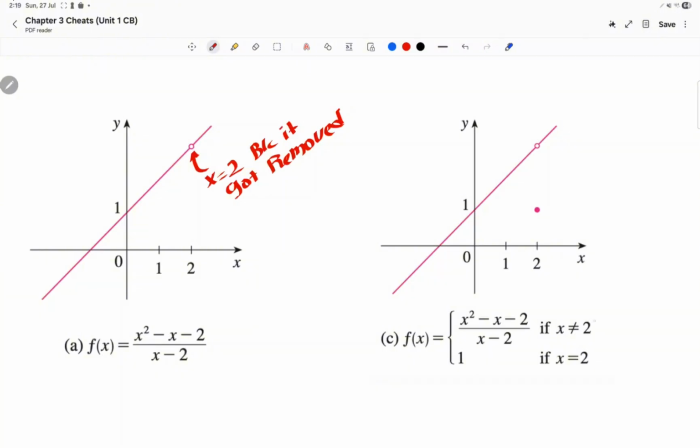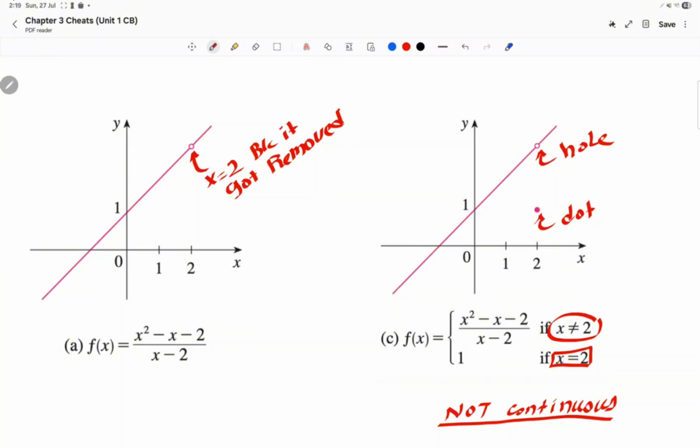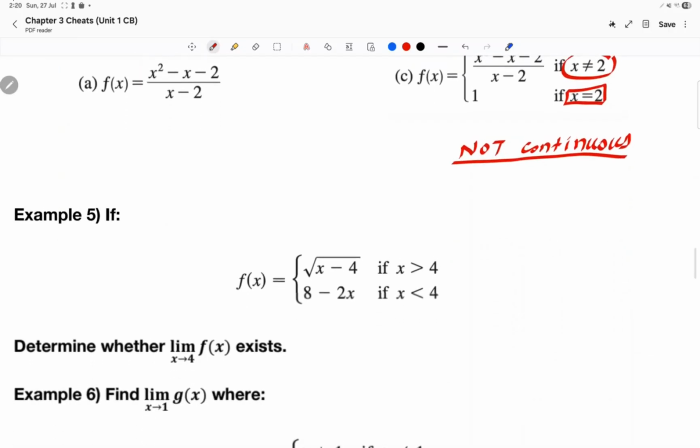Let's look at this one. You see when x is not equal to 2, that's a hole. When x is equal to 2, that's a dot. The dot and the hole, are they meeting up? No. So it's not continuous, because they don't meet up. Okay, not continuous. Let's see if you guys can do this one.